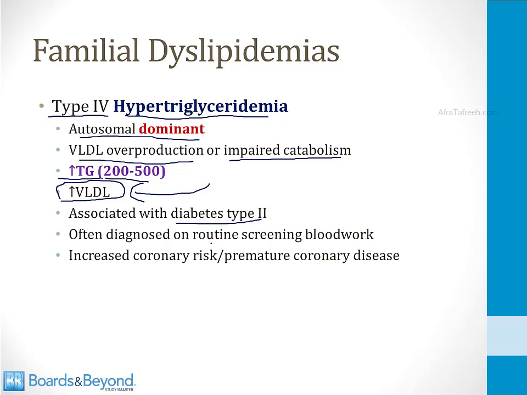Often this is diagnosed on routine screening blood work when it shows that the triglyceride levels are elevated in a diabetic patient. And the main problem here is that if the triglyceride levels are routinely allowed to be this high, these patients have an increased risk of coronary disease and they can develop premature coronary disease. And that concludes our module on hyperlipidemia.